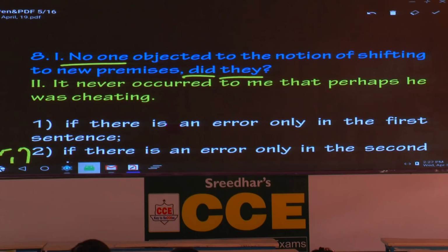If we use pronouns like nobody, no one, somebody, someone, etc., we should use the pronoun they in the question tag.